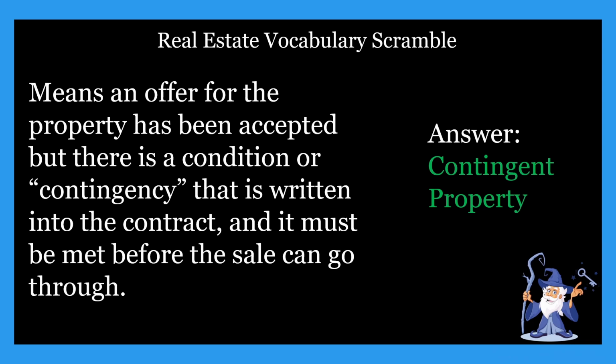or contingency that is written into the contract and it must be met before the sale can go through. Now, in order for the contract to be legally binding, the contingency must be met. A common example of a contingent property is when buyers of a home include a clause in the contract that states it is not binding until a satisfactory home inspection from a home inspector is completed. Once the home inspection is completed, the contract is then legally binding and the sale can proceed. All right, next one.